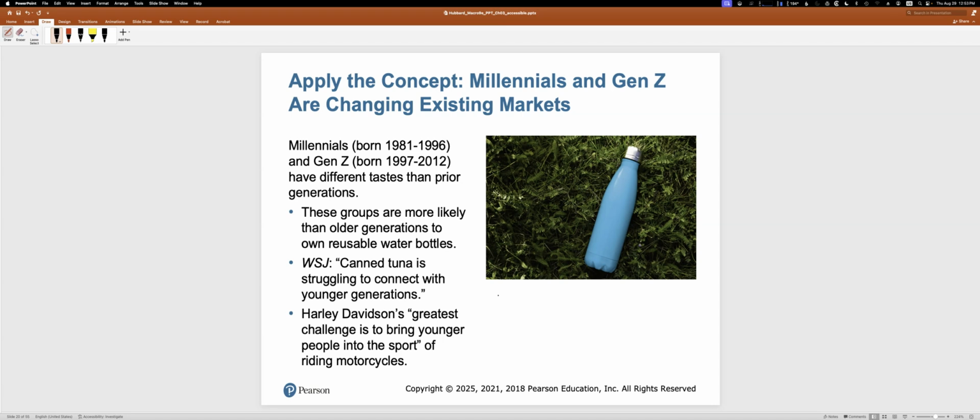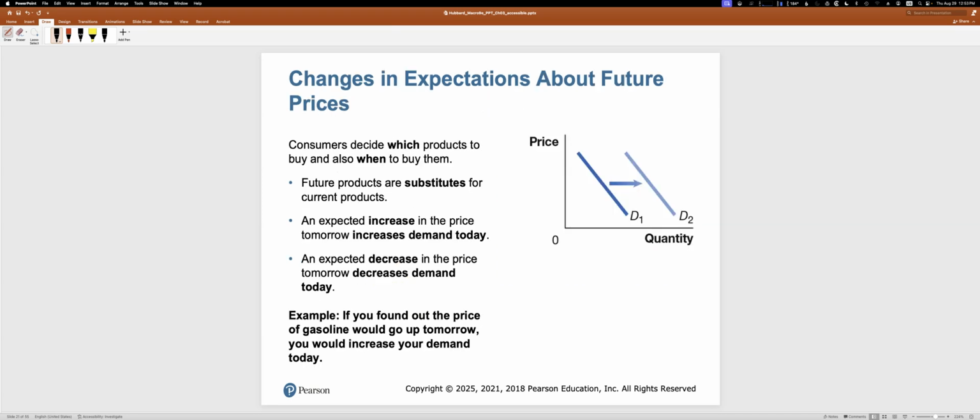Huh, interesting. Because I eat canned tuna almost every day. And someone's probably hearing that in this lecture and being like, Scheiding, you're so old. So apparently canned tuna is struggling to connect with younger generations. I don't really like motorcycles, so I guess. I don't know. I don't have a water bottle at all, so I guess.